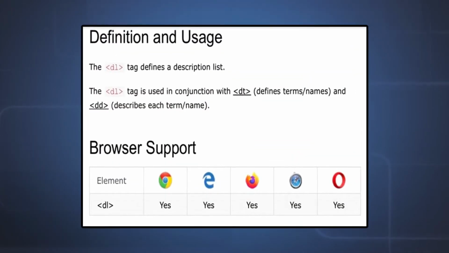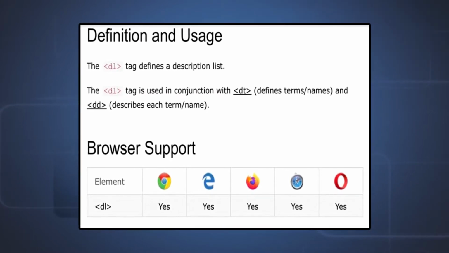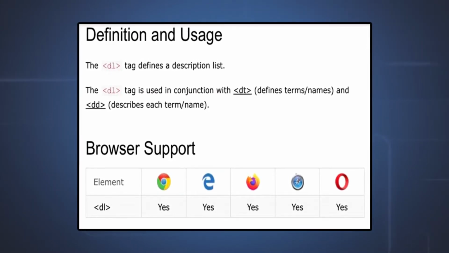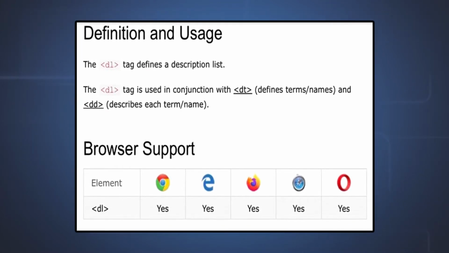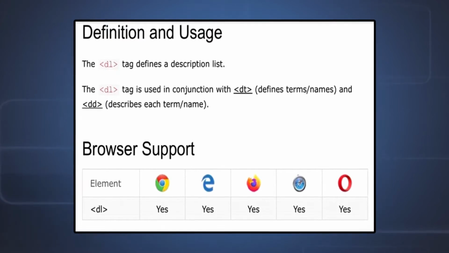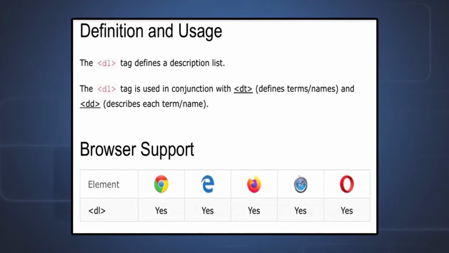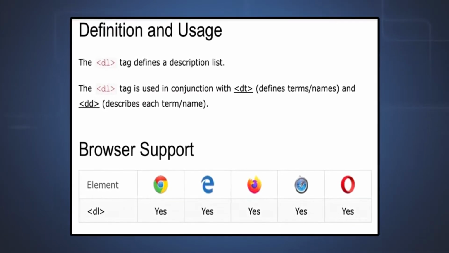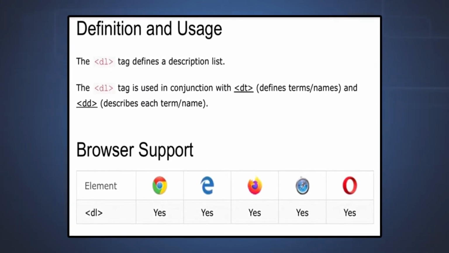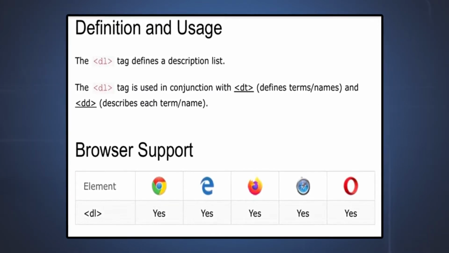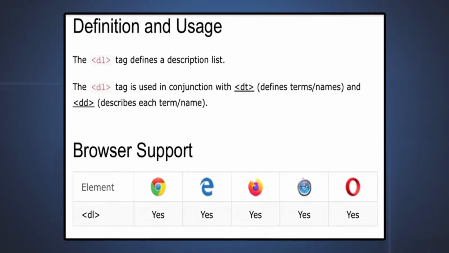Then we have a tag called DL. It is basically denoting the description list. The DL tag is used in conjunction with the DT tag, which defines the terms or names, and DD is another tag in conjunction with which this DL tag works, and the DD tag describes each term or name. So the DL tag is one tag which works in conjunction with the DT tag and the DD tag. The DL tag is supported by again Google Chrome, Edge, Firefox and other browsers.